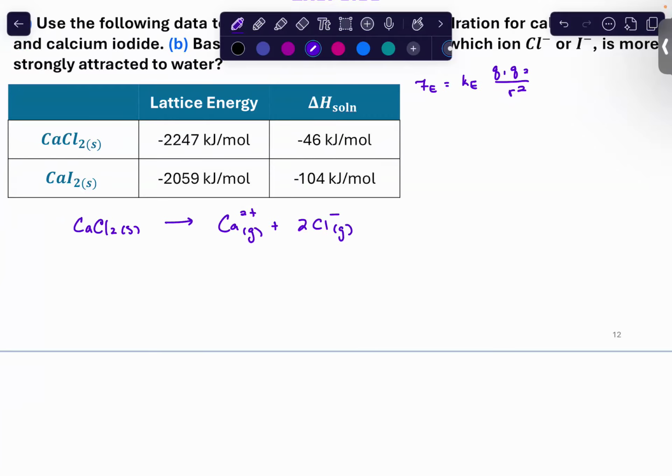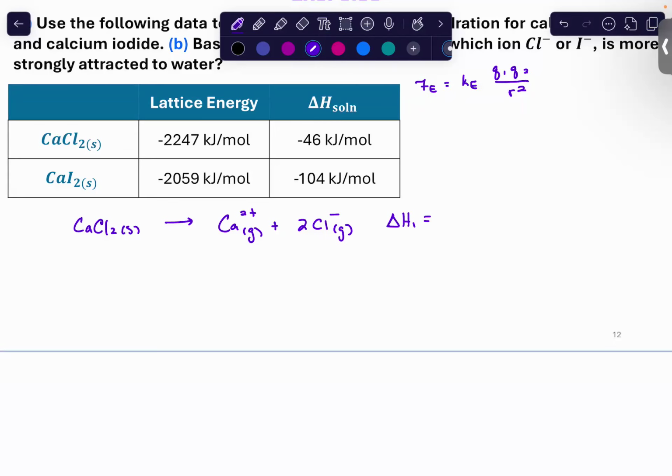Okay, the delta H for this, well, enthalpy 1. Now, you see that lattice energy of negative 2247 kilojoules per mole. We are splitting this compound apart. It's going to take that amount of energy to split it apart. Do I use a positive or negative number? If it's stable by negative 2247 kilojoules per mole, what do I have to put into that to break those apart?